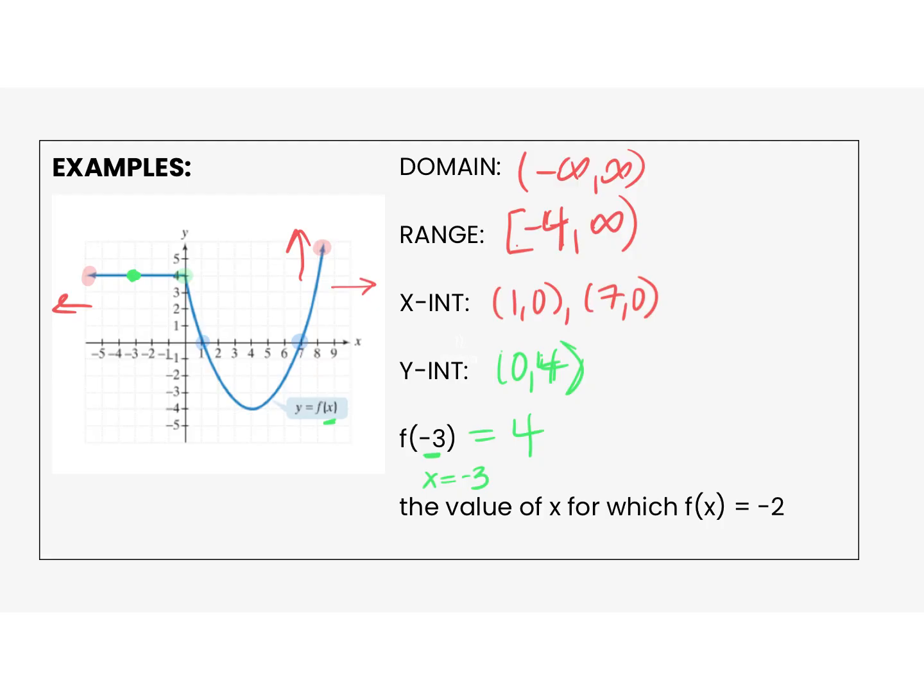All right, and then the last one says the value of x for which f of x equals -2. So again, remember, in our brains, we could think, where does y equal -2? Because f of x and y are interchangeable there. So I'm going to find where y equals -2. That would be 2 spots we would have right here and right here. So I have x equals 2 and x equals 6. Okay, so we can pull all that information just by looking at the graph.